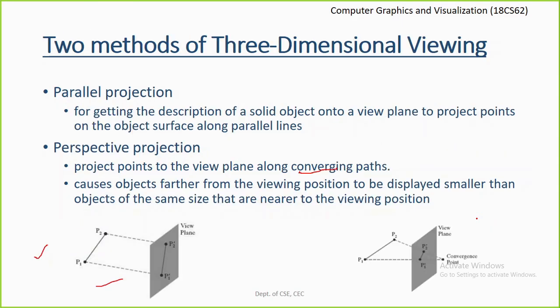After that, we discussed two methods for three-dimensional viewing: parallel projection and perspective projection. As shown in this diagram, parallel projections are used for getting the description of the solid object onto the view plane, projecting the points on the object surface along parallel lines. These projection lines will always be parallel to each other in parallel projection, whereas in perspective projection, the points are projected onto the view plane along converging paths which merge at a convergence point. So it gives us a more realistic perspective of the objects depending upon where we are viewing a given object from.